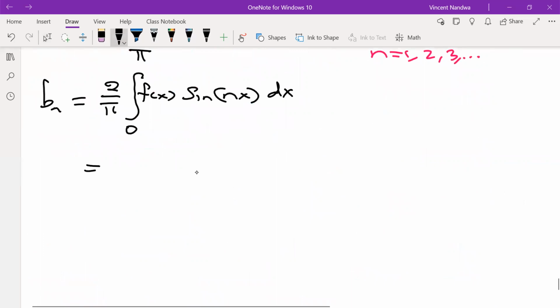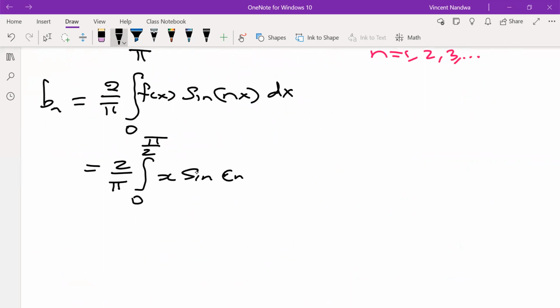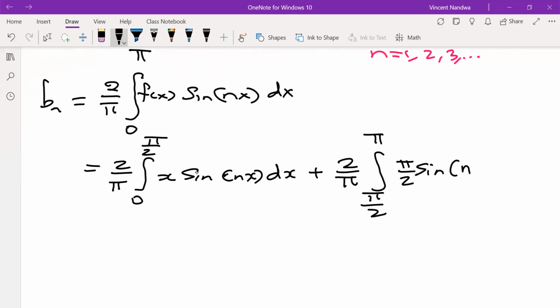So we can write this as 2 over pi times the integral from 0 to pi over 2, where the function is x multiplied by sine of nx dx, plus 2 over pi. Then we move from pi over 2 to pi, and in that interval the function is defined by pi over 2. Then you multiply by sine of nx dx.